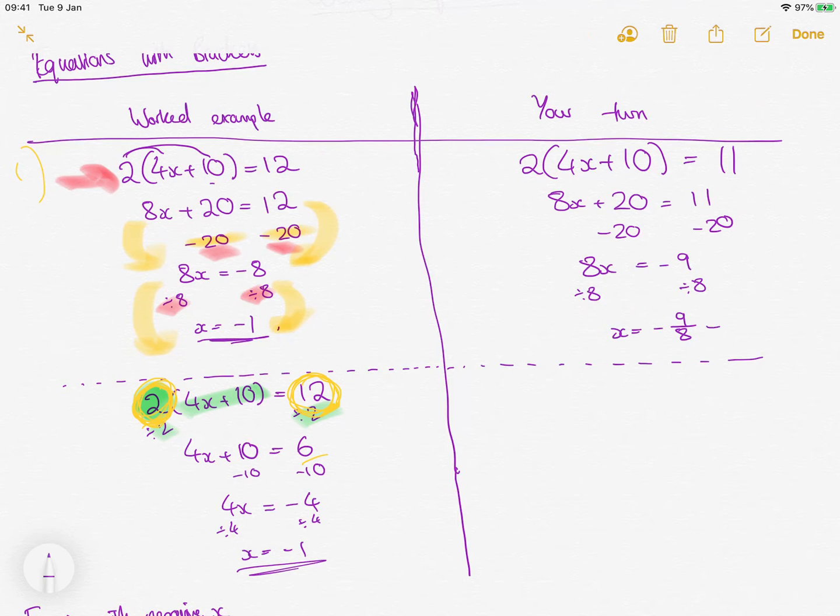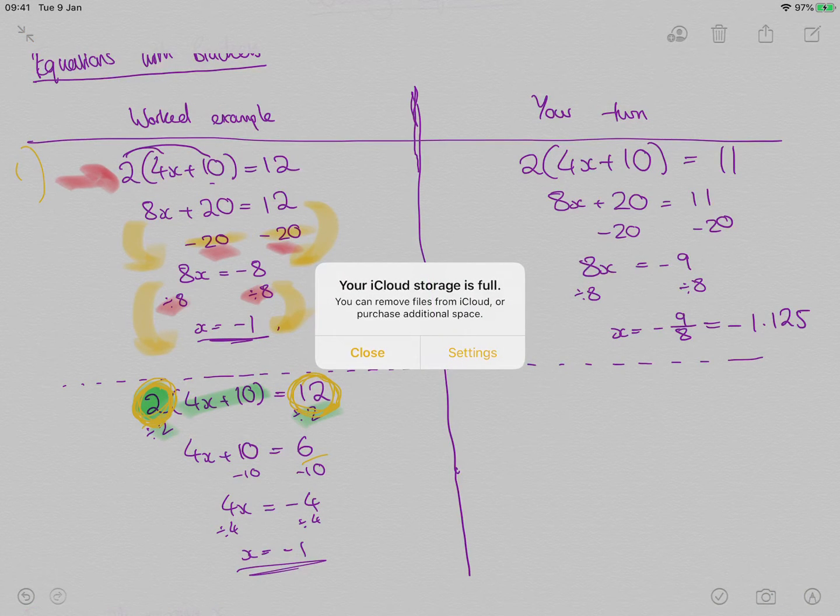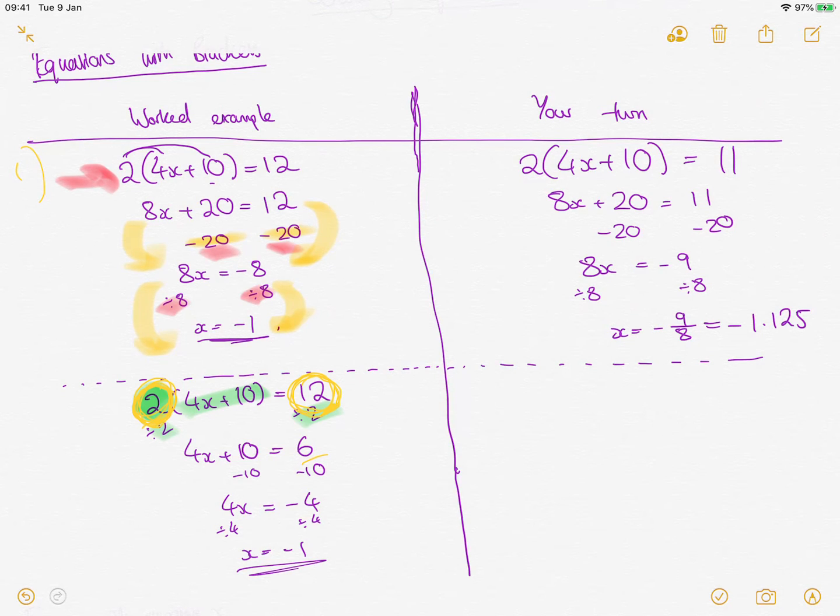So I'm happy with just leaving my answer as a fraction like that, minus 9 over 8. I could write it as a decimal as well, which would be minus 1.125, and I'm getting that from my calculator. So you could probably work it out as well. Okay, so I'm happy with that answer. Don't be scared of getting negative fractions or negative decimals.